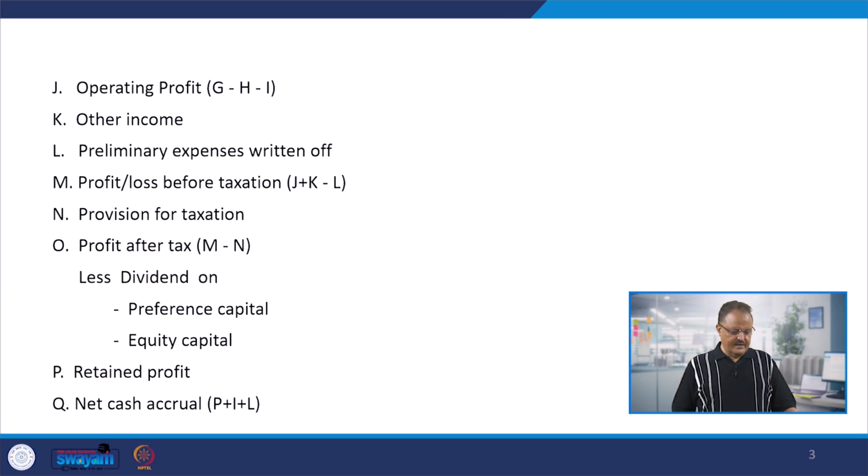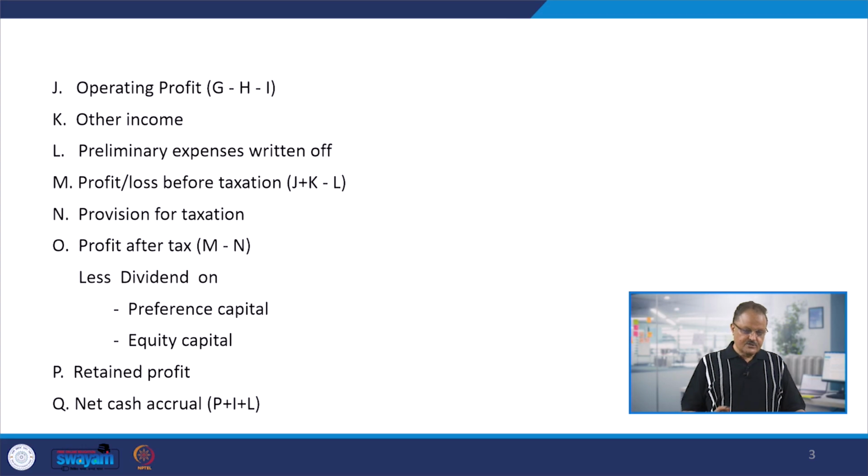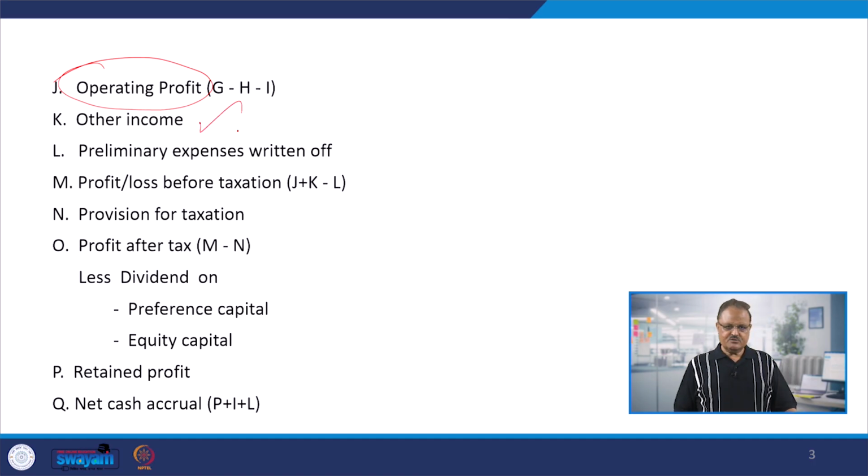And then from the gross profit, when you subtract these two things, from G when you subtract H and I, H is the total financial cost, meaning the interest cost, and I is the depreciation cost, you arrive at something which is called the profit from operations, or operating profit, right? You arrive at the operating profit, and into that operating profit you have to add the other incomes.